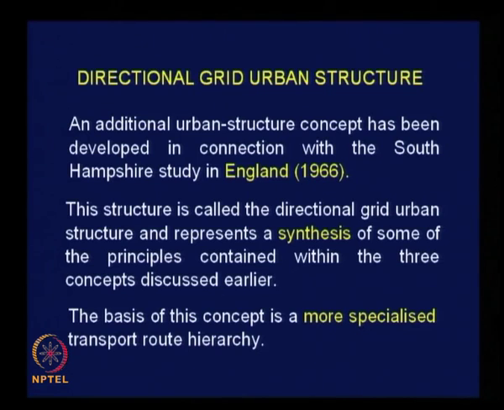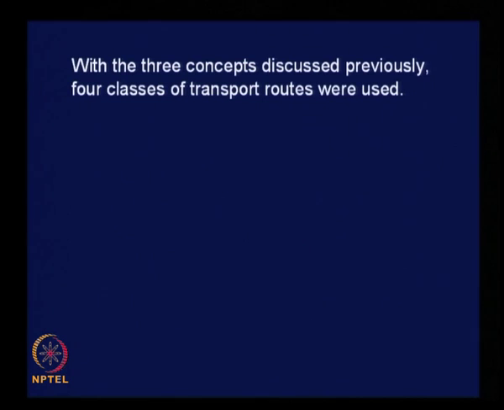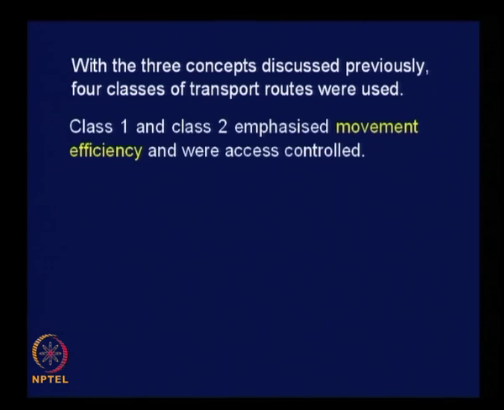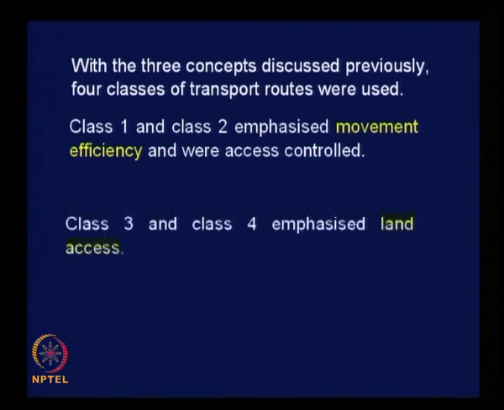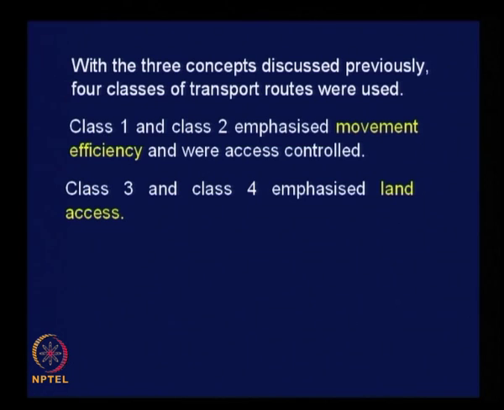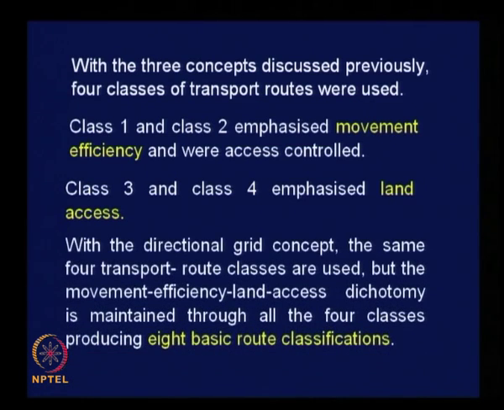That is what they tried. With the three concepts discussed previously, 4 classes of transport routes were used as we know. Class 1 and class 2 emphasized movement efficiency and were access controlled, just to recapitulate what we did earlier, and class 3 and class 4 emphasized land access, as we understand clearly. With the directional grid concept, the same 4 transport route classes are used without change, but the movement efficiency and land access dichotomy, which are opposing in nature, conflicting objectives, is maintained through all the 4 classes, producing 8 basic route classifications. Clear?